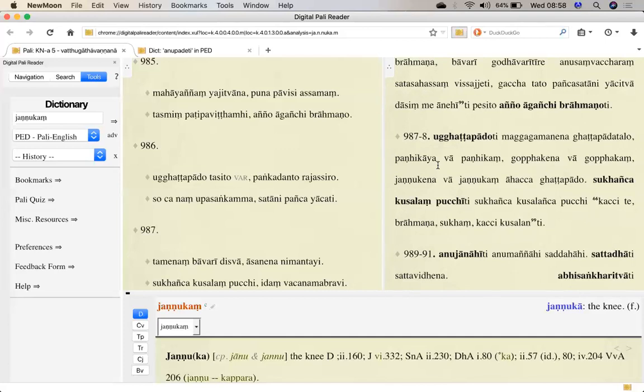So heel to heel, ankle to ankle, knee to knee, by touching or by striking. So heel to heel, ankle to ankle, or knee to knee. So why is he walking like this? His heels are touching each other, striking each other, or his ankles are striking each other, or his knees are striking each other. Maybe his legs are lame, maybe. Or he is acting.